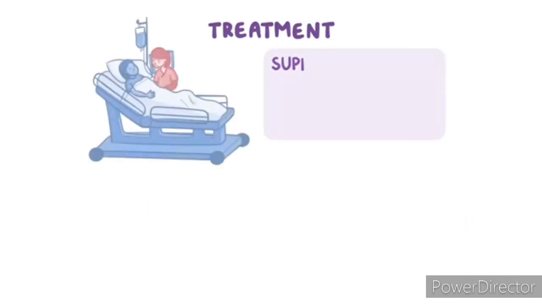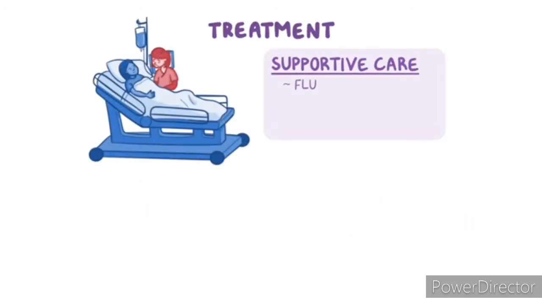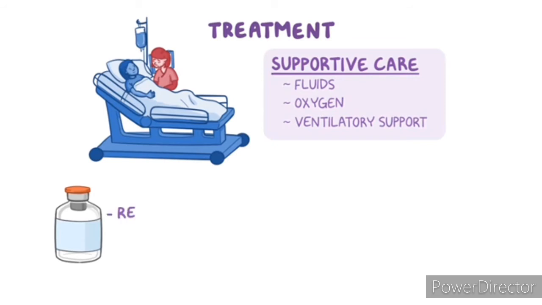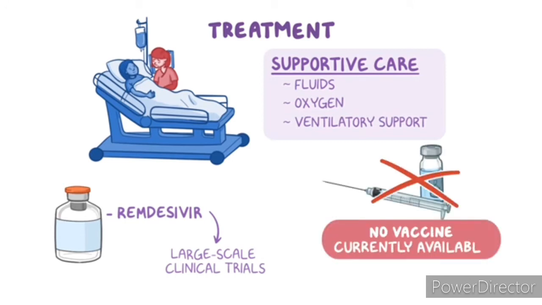Treatment is focused on supportive care, such as providing fluids, oxygen, and ventilatory support for really ill people. There's also early data showing that remdesivir, an antiviral drug previously used against Ebola, can be helpful, and it's being tested in large-scale clinical trials in the US and China. Unfortunately, there's no vaccine currently available to protect against COVID-19. Having said that, there are some being researched, including one that is in clinical trials and will likely be ready by 2021.